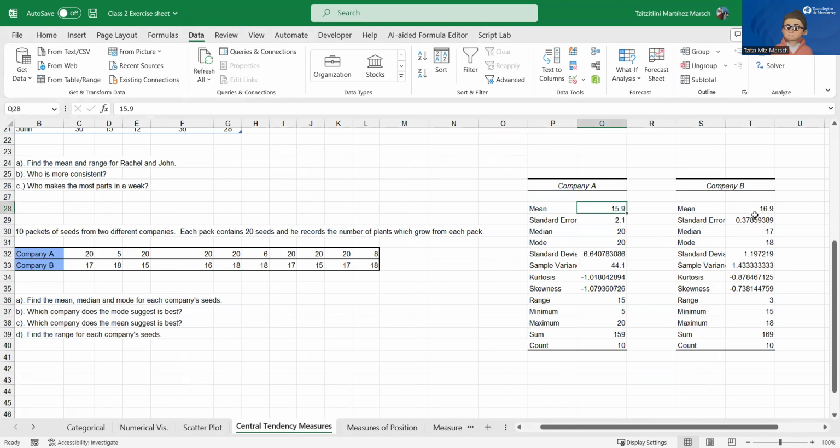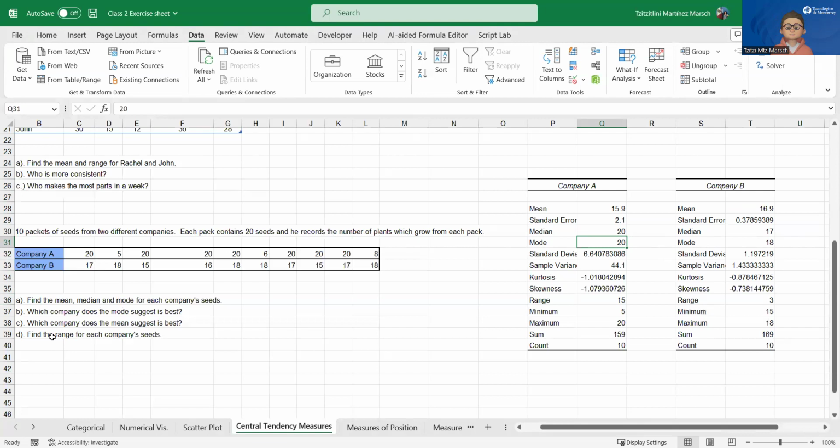It says find the mean, median, and mode for each company. Here's the mean. So just by the mean, we can probably see that company B has a lot more yield, or not a lot more, but more yield. The median, 20 and 17. Our data is a little bit dispersed. Our mode is 20 and 18, depending on our company. It says, which company does the mode suggest is the best? So if we're just using the mode, the most frequent or repeated number, we'd say company A because it is bigger than company B.